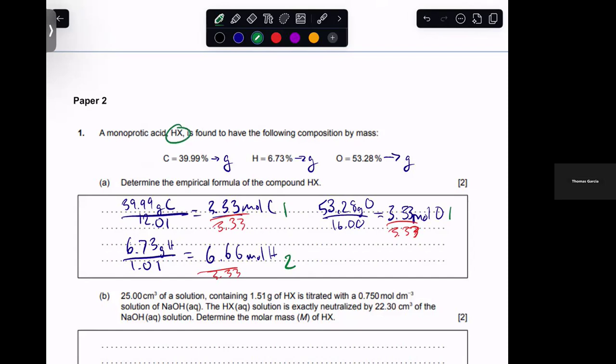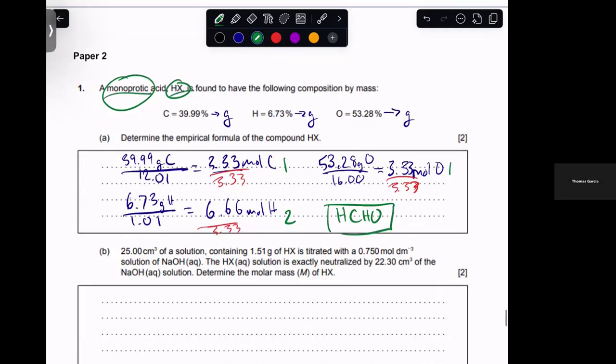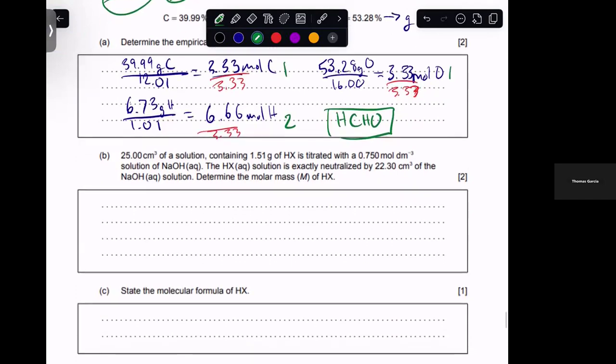But we have to be careful. They ask for the monoprotic acid HX, so we have to put a hydrogen in front. That's one of our hydrogens. They also say it's monoprotic, so it's not H2. It is H. Therefore, it's HCHO. So we have to be careful that we are doing this correctly according to what has been given. Monoprotic HX acid. All right.